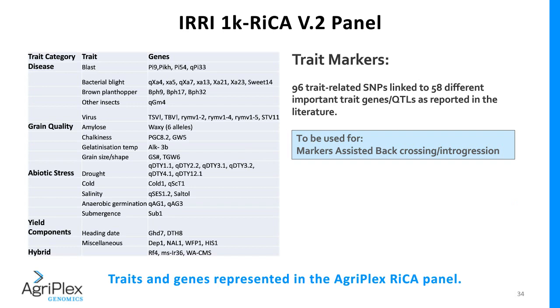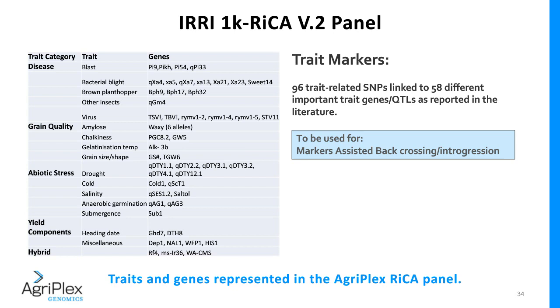So I mentioned that the panel is multi-purpose. The other parts of the panel include 96 trait-related markers. Those markers are linked to 58 different important genes or QTLs. Currently, Dr. Damian Platten of IRRI and his collaborators are working on identifying yet another set of trait-related markers that we hope to incorporate into a multiplexed set that will be released as version 4 of this panel.